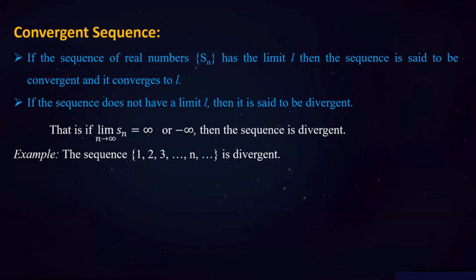When the limit exists for a sequence, we'll say the sequence is convergent. And if there is no limit to a sequence, we'll say the sequence is divergent. As you can observe here, when the limit exists, it is a convergent sequence, and if there is no limit to the sequence, we'll say it is a divergent sequence.